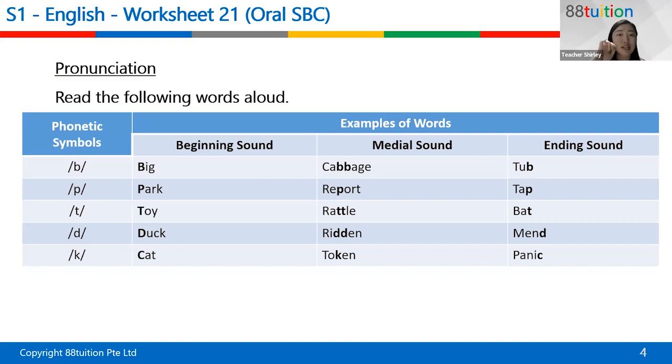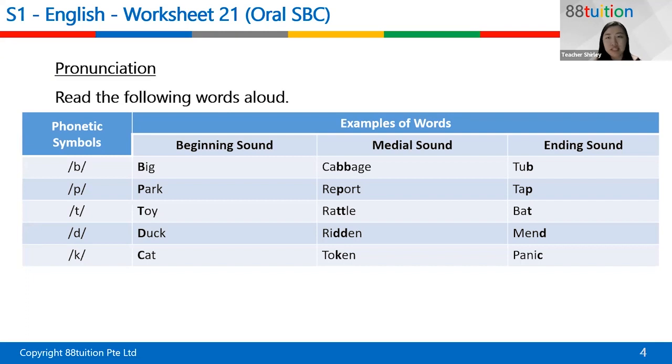Okay. Park, of course, the phonetic symbol P has the P sound, right? So park, report, tap. You need to make sure that all these are your consonants, right? They are not your A, E, U. They are consonant sounds. You need to make sure you read them correctly. And then T sound, T, toy, rattle, and bat. Some people just say bat. Yeah, so bat.